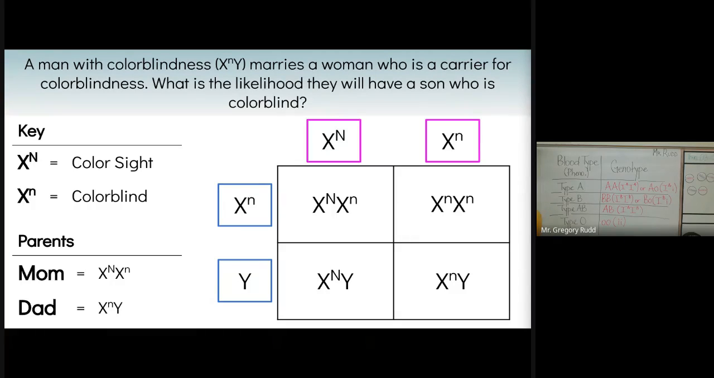Okay, so the question is worded in a tricky way. I can see why you would say 50%, because you're thinking, okay, if they have a son, then it's a 50% chance that the son is colorblind. But we want to know out of all the offspring, and only one out of the four boxes gives us colorblind, so it's 25%.